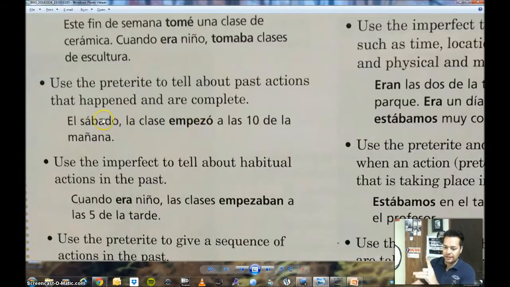Here's the first criteria when to use the preterite. Use the preterite to tell about past actions that happened and are complete. El sábado, la clase empezó a las 10 de la mañana. Saturday, class started at 10 a.m. in the morning. That sounds pretty finite to me. That sounds like it's case closed.